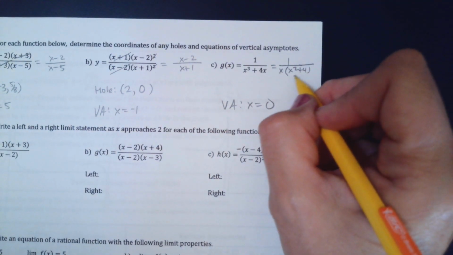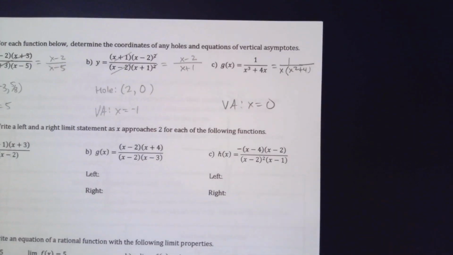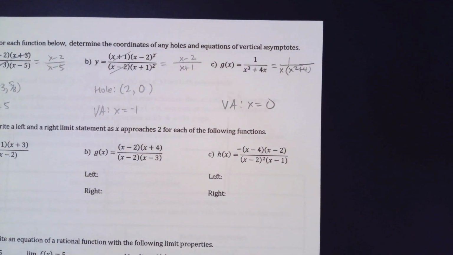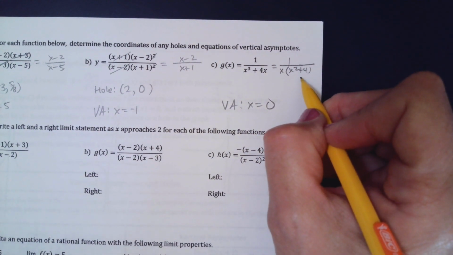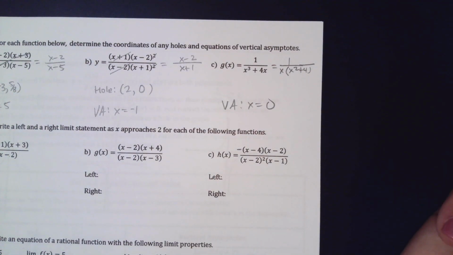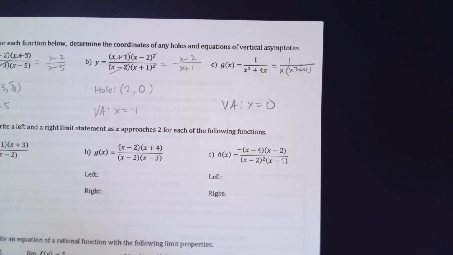All right, so this also, you could factor that, but it's going to be imaginary numbers, right? And so obviously we're not going to see any imaginary asymptotes. So if you're factoring or solving here would produce imaginary solutions, you don't have to worry about it. Okay, so no holes there.